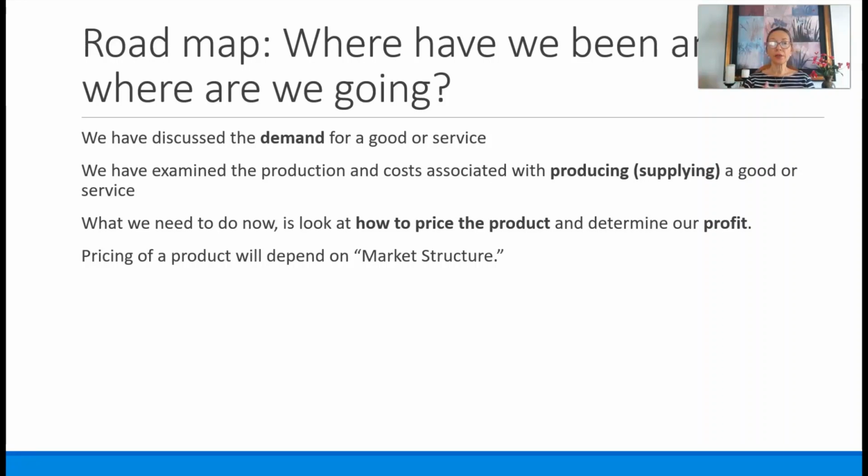So let's take a look at the roadmap of where we have been and where we are going. We've already discussed the demand for a good or a service. We have examined the production and costs associated with producing or supplying a good or a service. And what we need to do now is look at how to price the product that we are producing or the service that we are providing and how to determine our profit. So pricing of a product will depend on market structure.